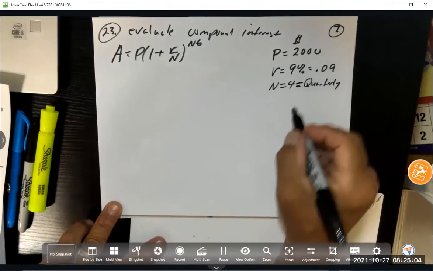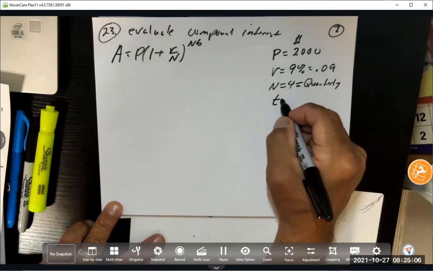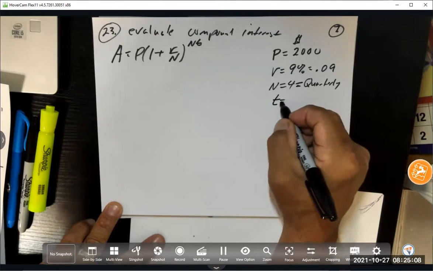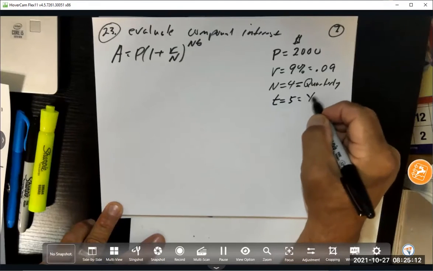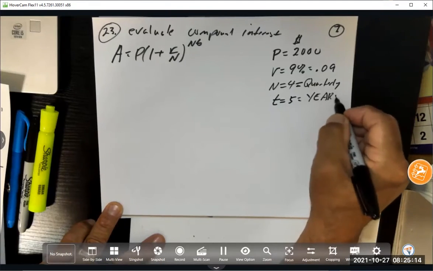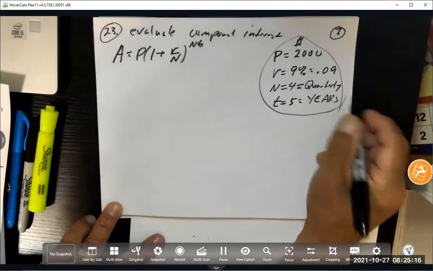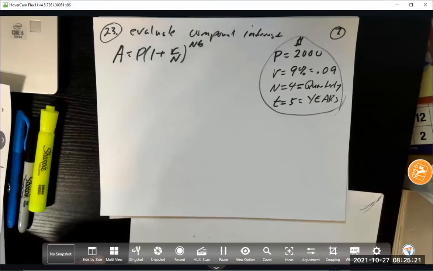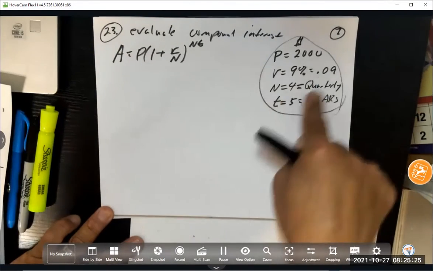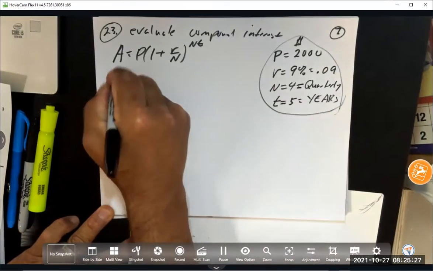And the next question will be, well, how long do you want to leave it in there? Let's say you got it, I don't know, let's say 5 years. So what's going to happen is you have this money when you're like in the 8th grade or something, your grandma gives it to you or your uncle or somebody. You put it in an account, leave it there. For how long? 5 years. So now I'm going to put all these numbers here and see what happens.